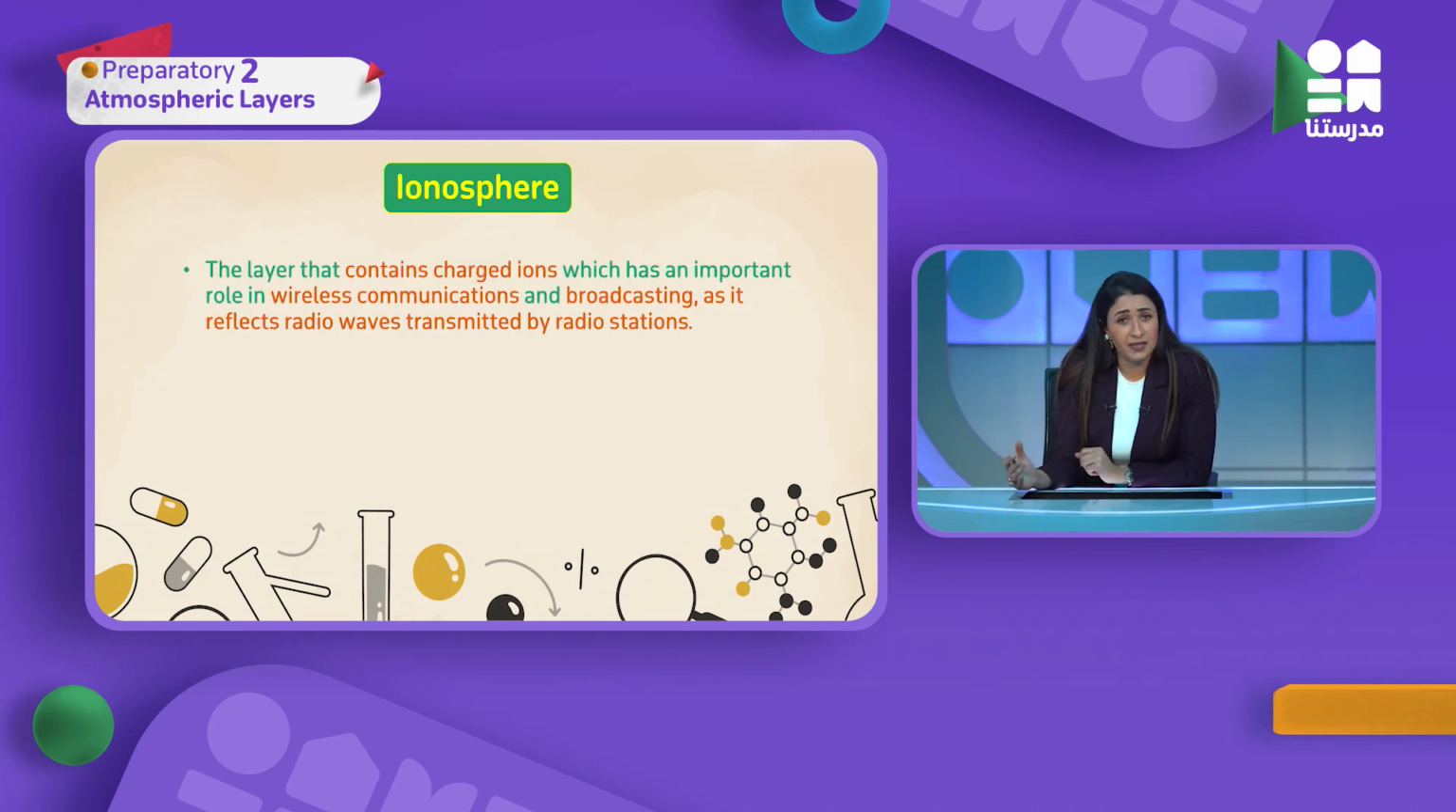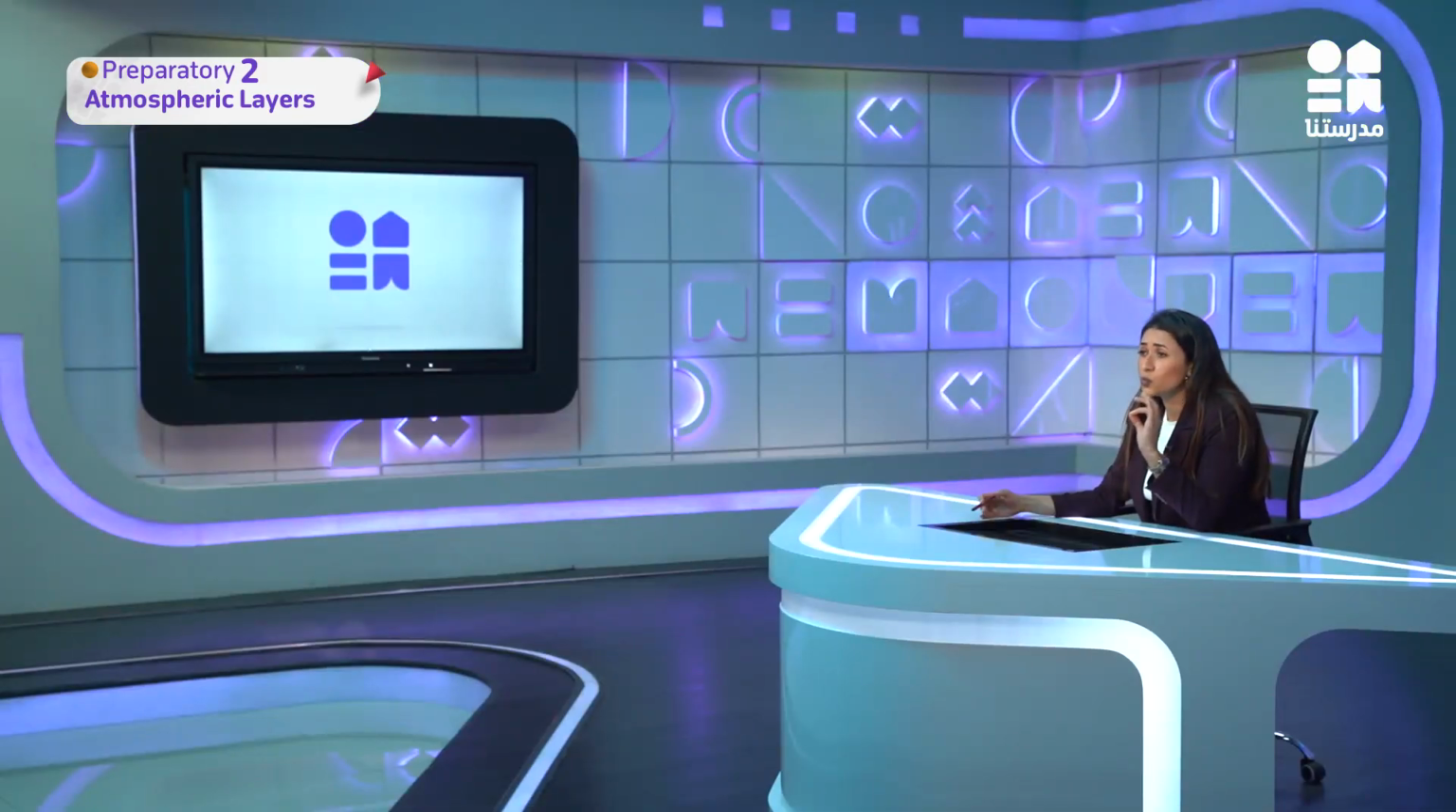الايونوسفير، إيه وظيفة اللاير دي؟ اللاير دي بتبقى موجودة فيها charged ions and it is responsible for the wireless communications، الاتصالات اللاسلكية, and the broadcasting في الإذاعة. ليه بقى؟ لأن اللاير دي، نتيجة وجود الcharged ions, it reflects the radio waves. الراديو waves دي طالعة منين؟ من الراديو stations.